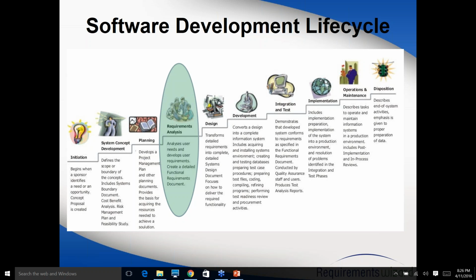And of course, there are different documents which will be created by the PM, like a project management plan, project charter, project scope statement, risk register. There are many documents which will be created by the PM in this phase, in the planning phase.